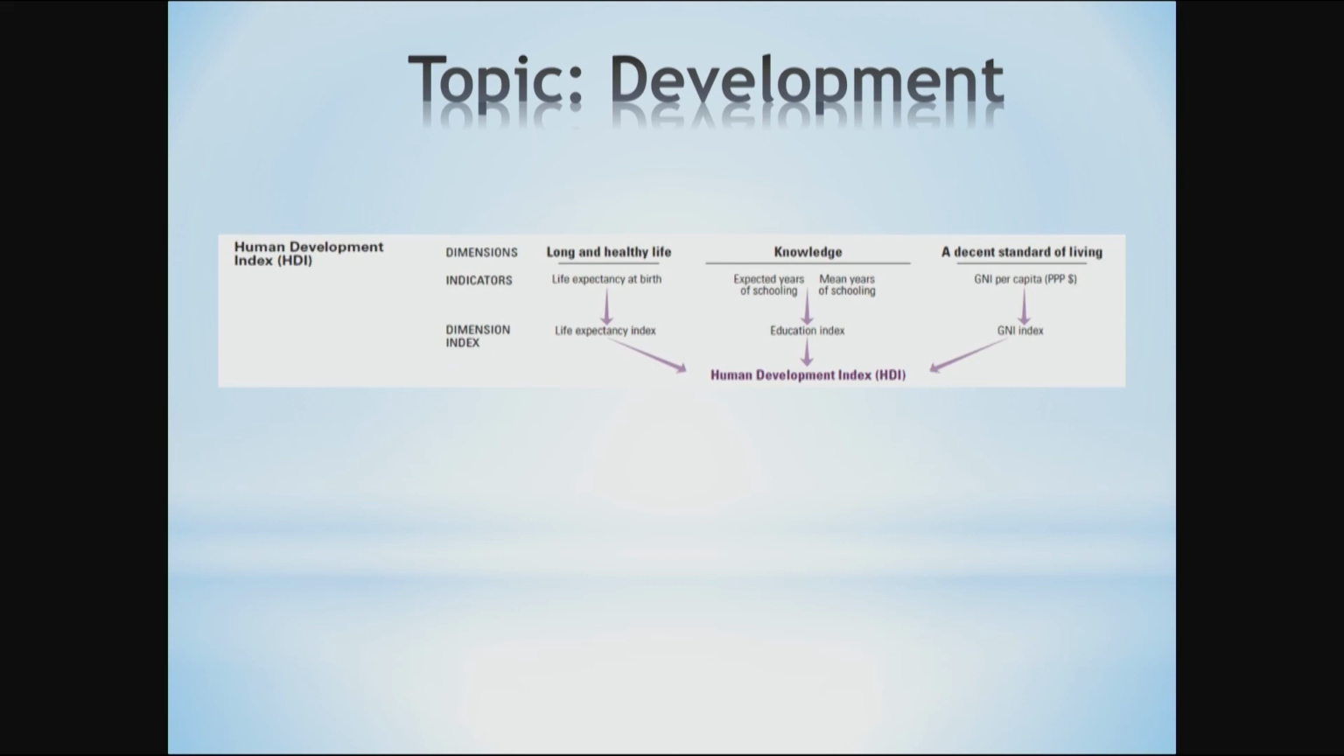Then if we look at the diagram here, it is a diagram used by the United Nations, and we can see the dimensions, we are talking about the indices: long and healthy life, knowledge, and a decent standard of living. The indicators are life expectancy, as we saw before, expected years of schooling, mean years of schooling, and GNI per capita. GNI is the gross national income for each particular country we are talking about.